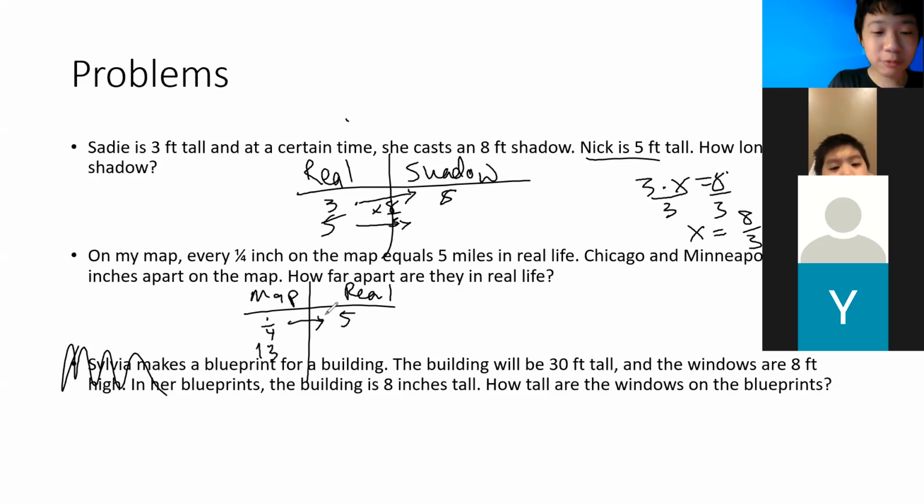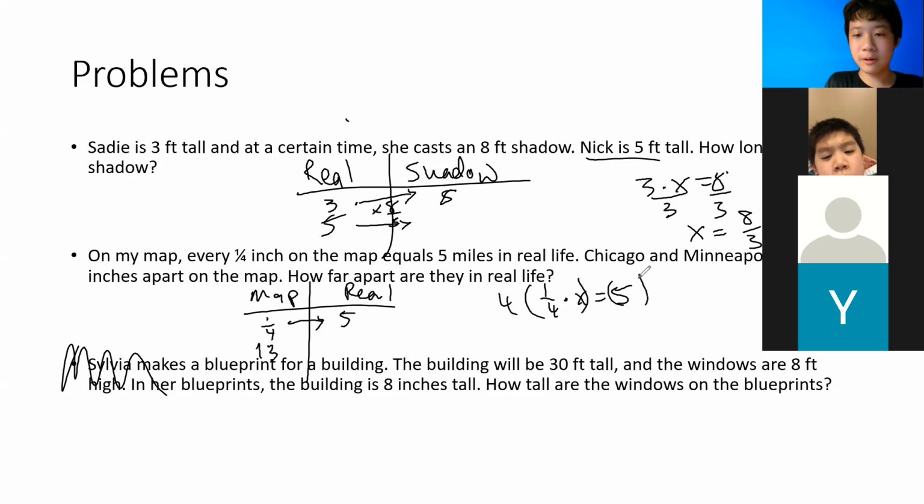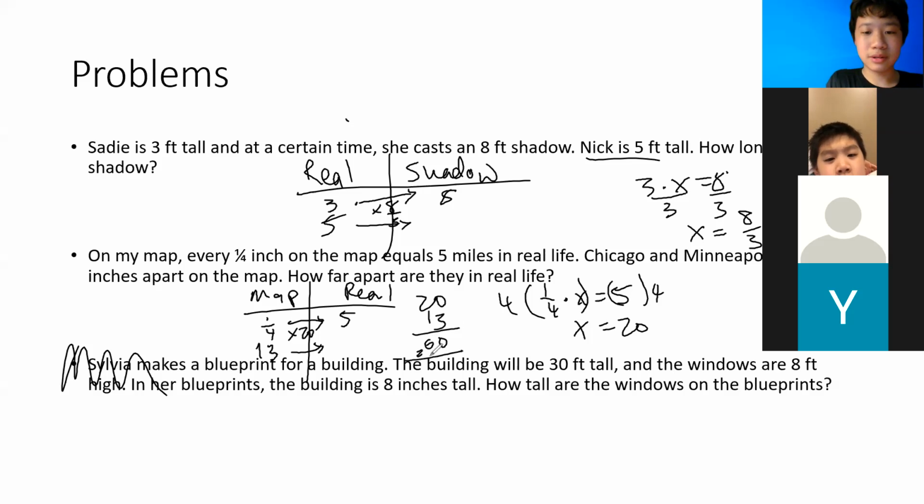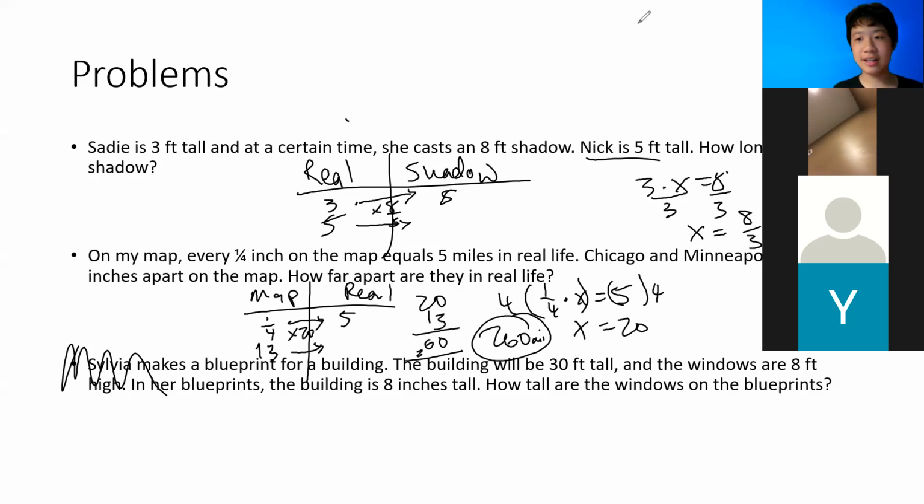Well, what do we need to multiply 1/4 by to get to 5? 1/4 times x equals 5. If we multiply both sides by 4, we'll have x equal to 20. So if we multiply 20 by 13, we'll get what we need. So 20 times 13, 0, 6, 2, 260 miles. All right. So the trick here was to make the tables, and the tables are going to make things a lot easier to do.